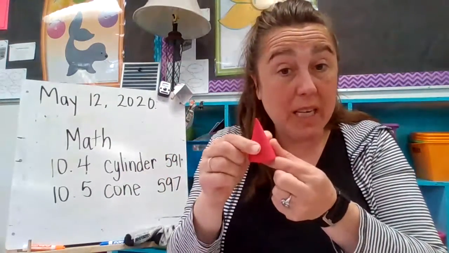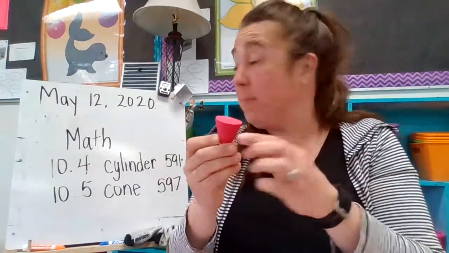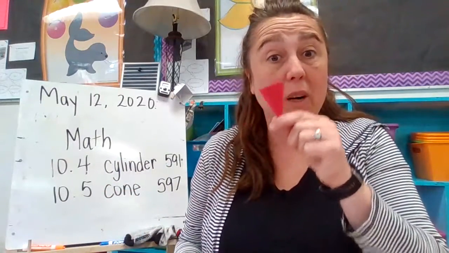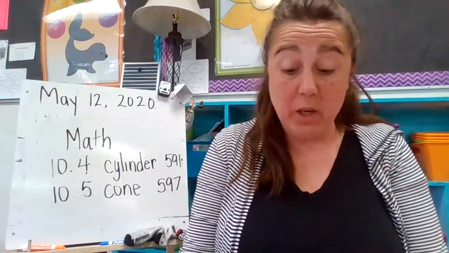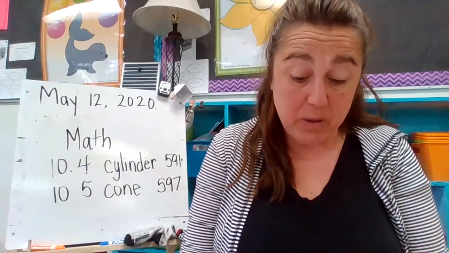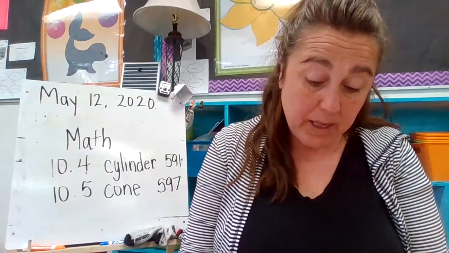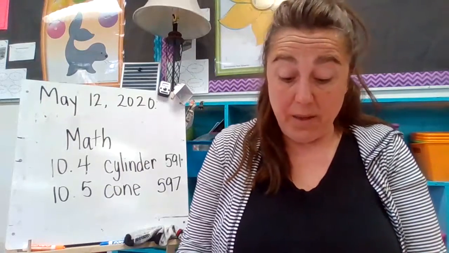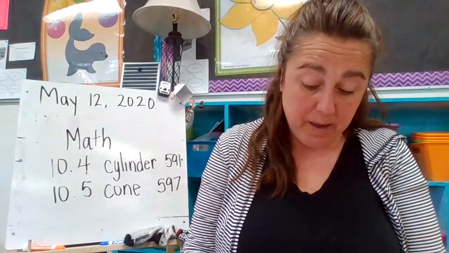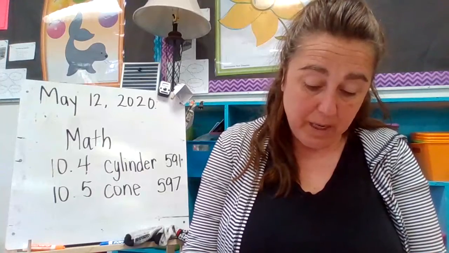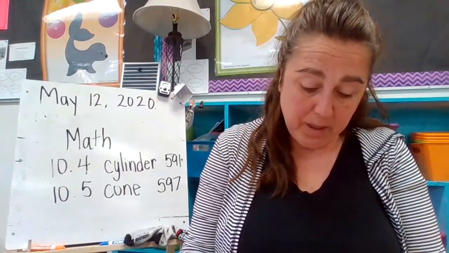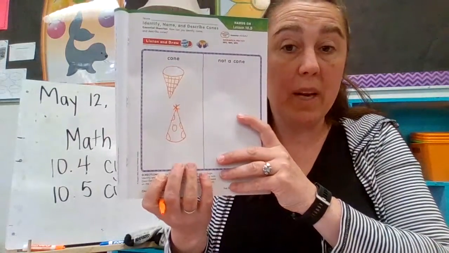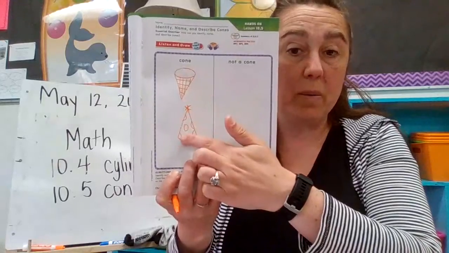So today we're going to talk about a cone. And a cone is sort of like a cylinder, but a little different. So we're on page 597. And so I want you to draw at least 2 things that look like a cone. The first thing I can think of is an ice cream cone. So I'm going to draw an ice cream cone there. What are you drawing on yours? The other thing that reminds me of a cone is a party hat. That's right, a party hat is shaped like a cone.